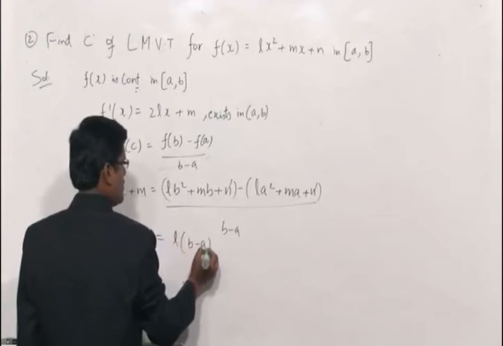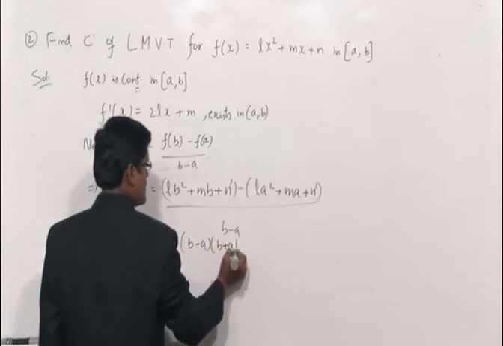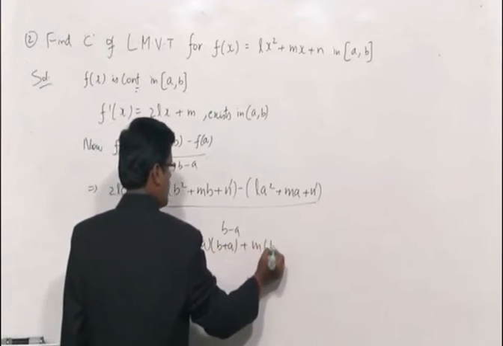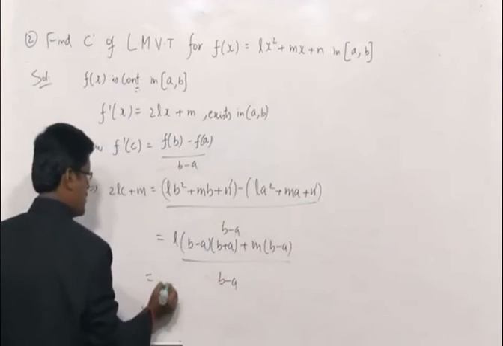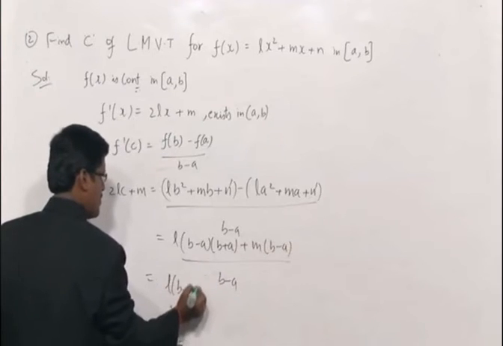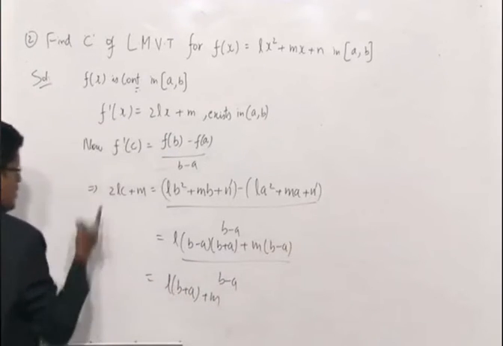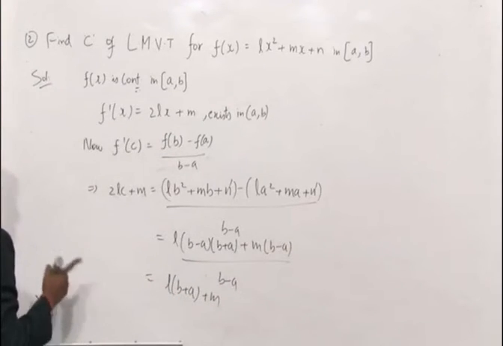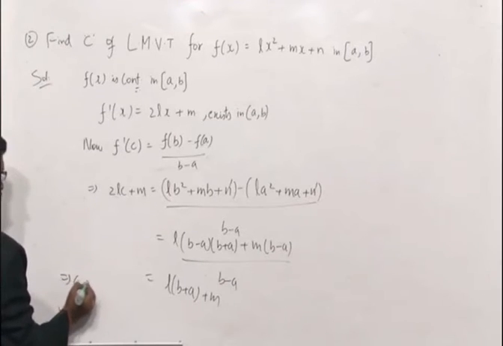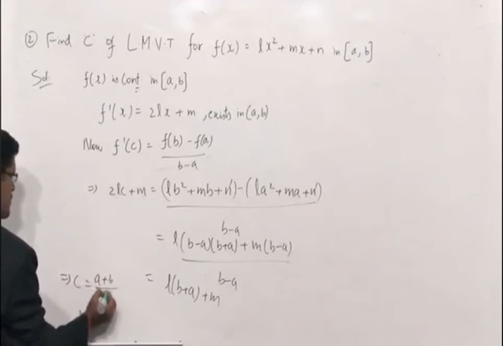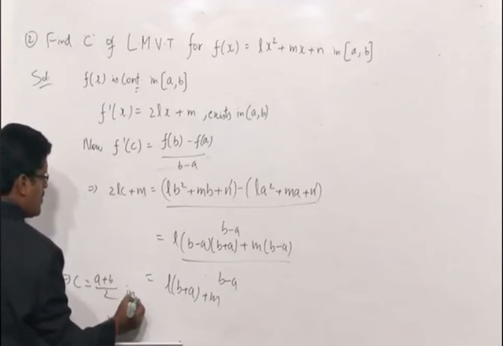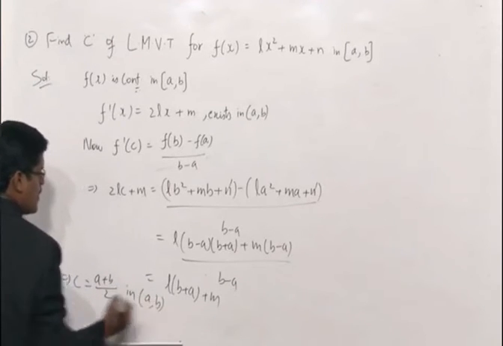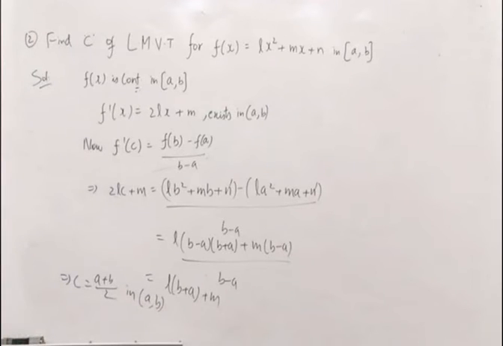L times (b² − a²) can be written as (b − a)(b + a), and after taking m(b − a), the factor b − a is common, so this simplifies to L(b + a) + m. Both sides cancel, which implies c simplifies to (a + b)/2. This is the arithmetic mean of a and b, which always lies between the numbers a and b.